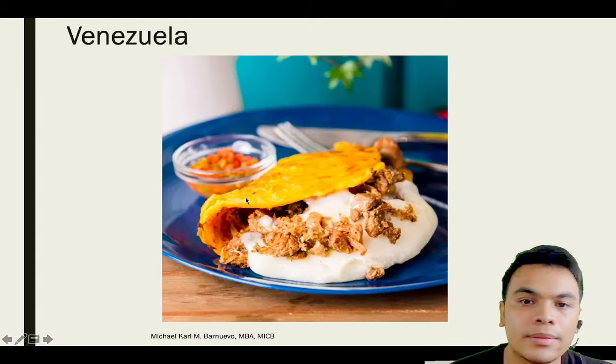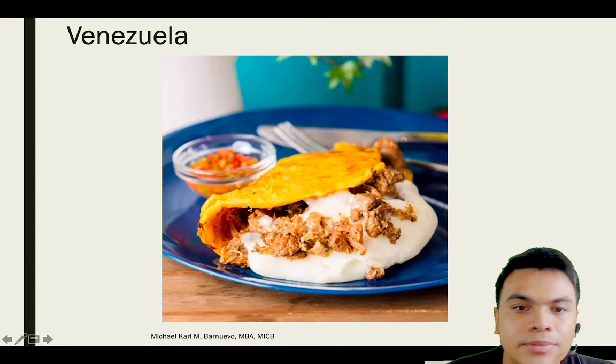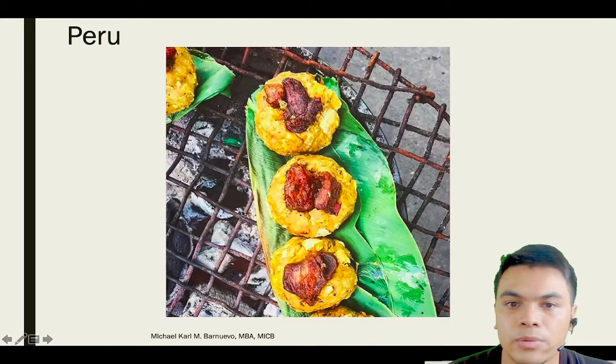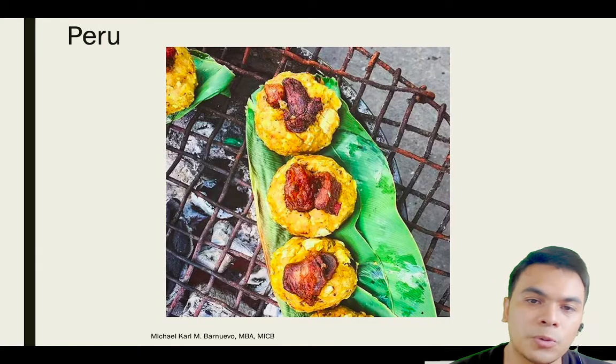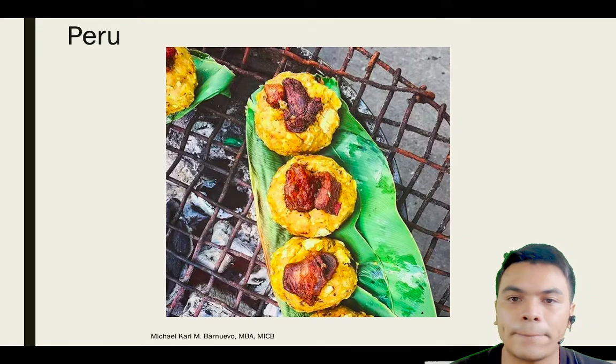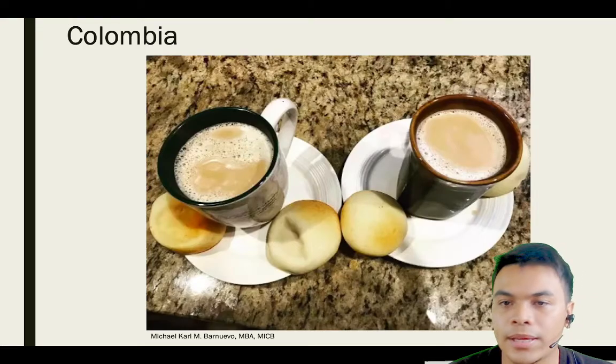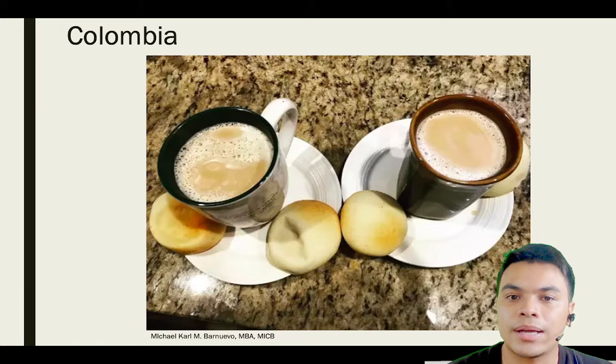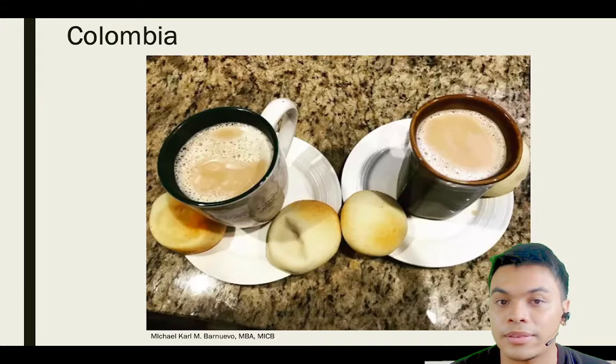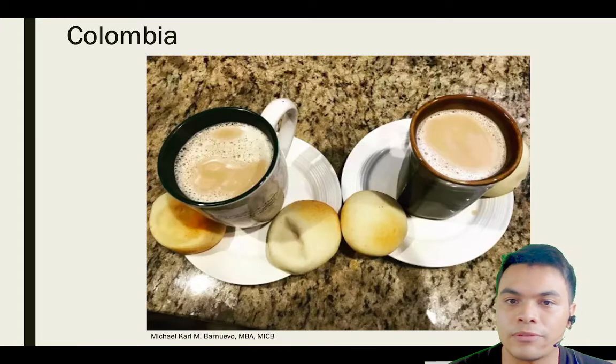Venezuela is like a pizza, a pizza crust. Peru is like bibingka, they say bibingka with meat on top. Colombia, they concentrate on their coffee more than others. So here it is focused on coffee and two pieces of small bread.